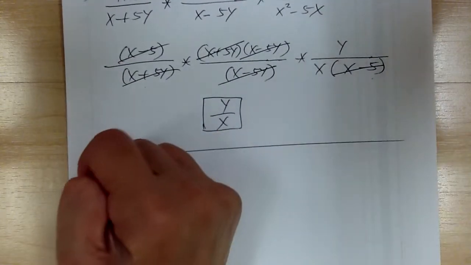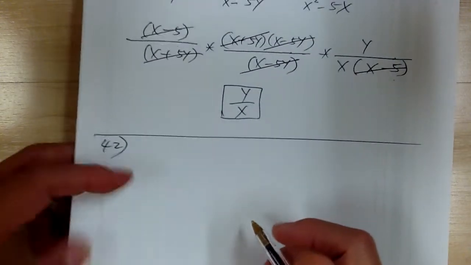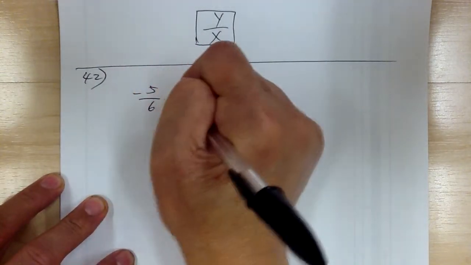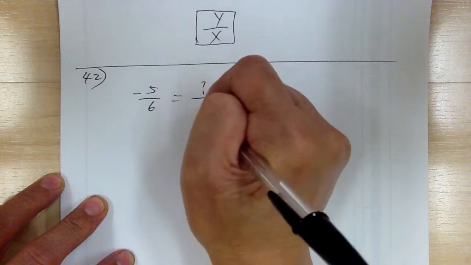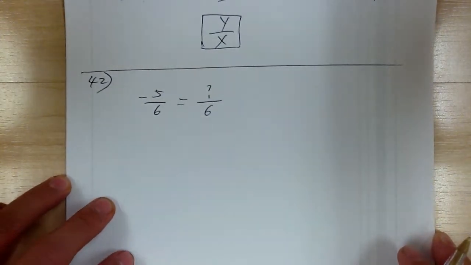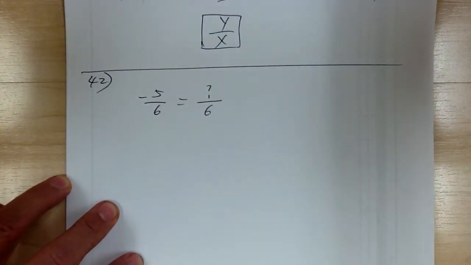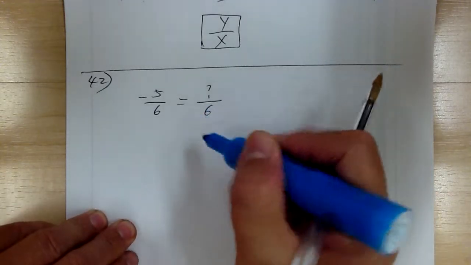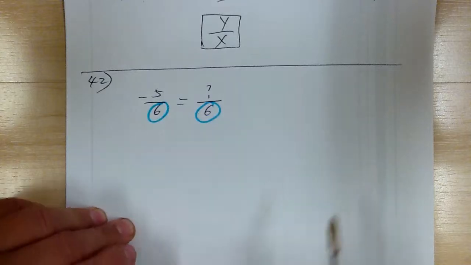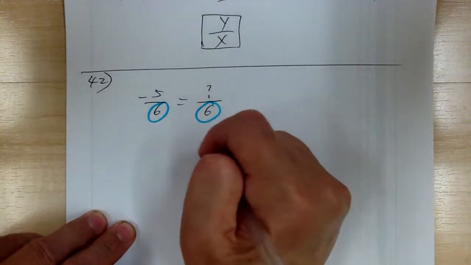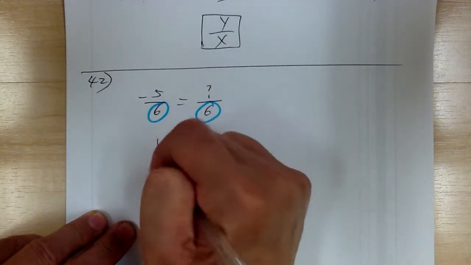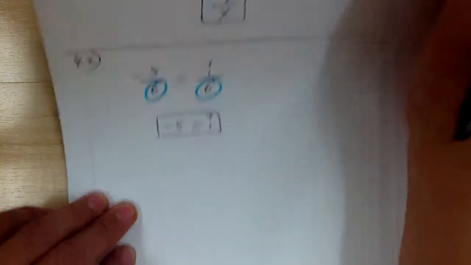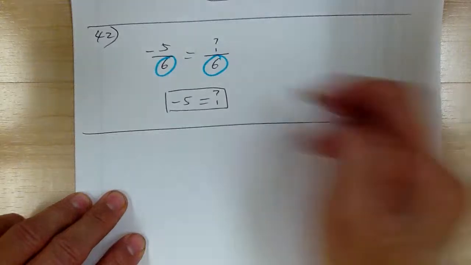Okay, let's go to number 42. Number 42, you're looking for the missing term. So you have negative 5 over 6 equal to question mark over 6. This one, all you have to do is matching. If you notice, this matches up with that already, right? So right away your question mark is going to equal negative 5. And that's it, number 42. Very simple, you're just going to do the matching.